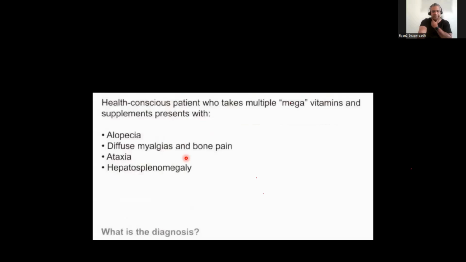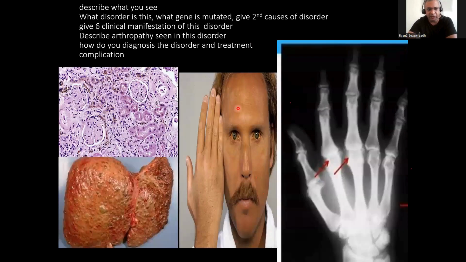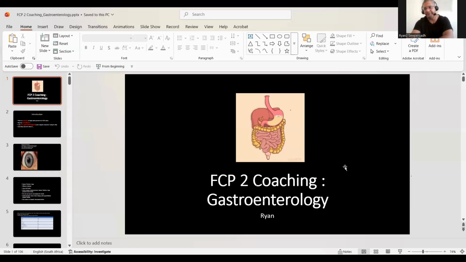Xerophthalmia, Bitot's spots. Health conscious patient who takes multiple megavitamins and supplements presents with alopecia, diffuse myalgia, ataxia, hepatosplenomegaly, most likely chronic vitamin A toxicity, man. This is a toxicity, not deficiency. Okay, this is a patient who's jaundiced, who has bronze pigmentation and has significant cirrhosis in the liver, has hook-like osteophytes on the second and third metacarpophalangeal heads. You guys know this is hemochromatosis, okay? And we deal with this with desferrioxamine.